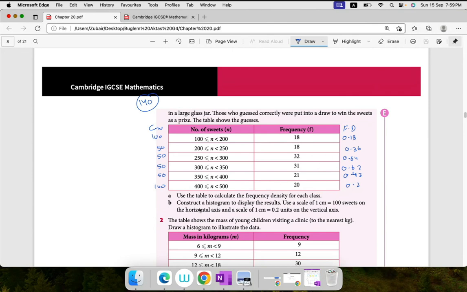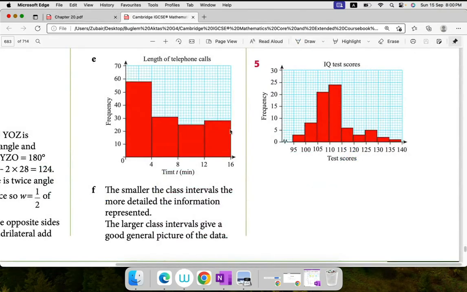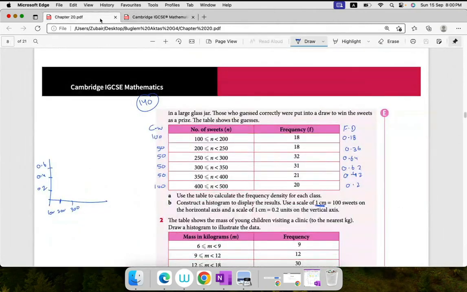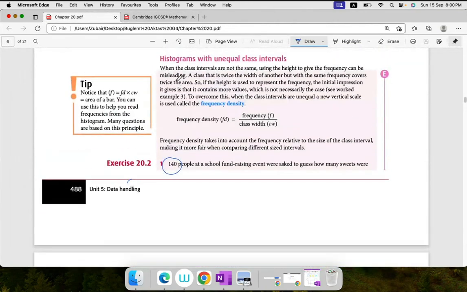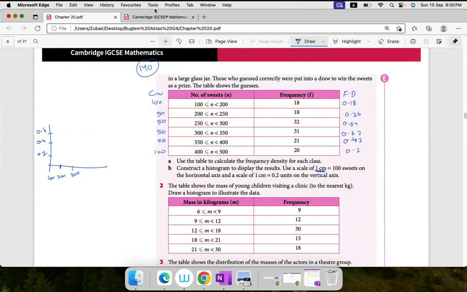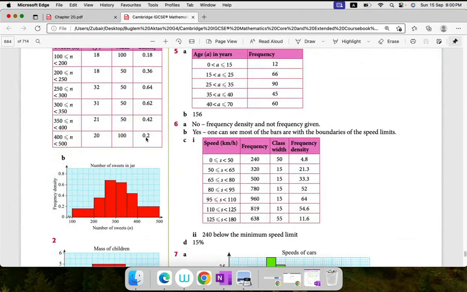Construct the histogram to display the results. Use a scale of 1 centimeter to 100 on the horizontal axis. So 1 centimeter is 100. It starts from 100, then 200, then 300, and so on. And a scale of 1 centimeter to represent 0.2 on the vertical axis: 0.2, 0.4, 0.6, and so on. This is question number 1 of exercise 20.2, and this is how the graph would look.